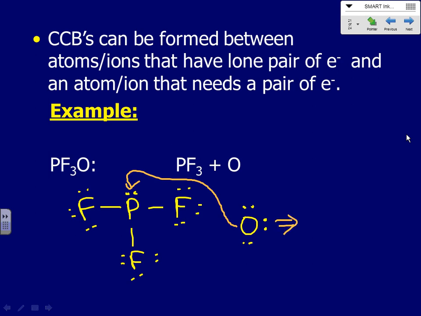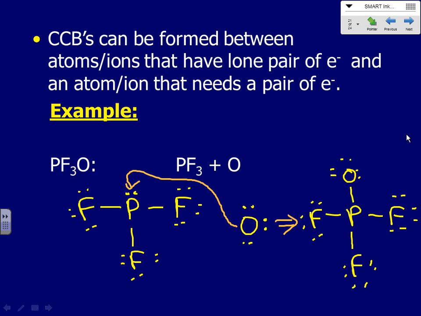So once that connection has been made, we can redraw the molecule, P, F, F, F. Now we've got an O. We have 3 lone pairs due to the F's. And notice O also has 3 lone pairs. All right? Now, oxygen is a neutral atom. It's not like an H+. So the charge of the PF3 doesn't change. We can add oxygens without changing the charge. So there's no charge on this thing. I don't need to put square brackets or anything like that.